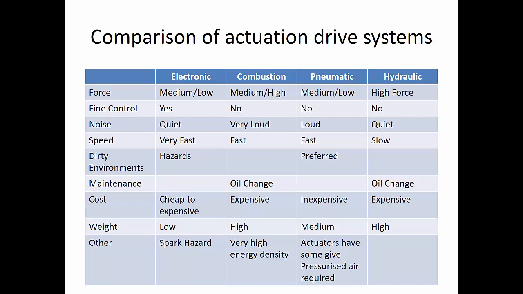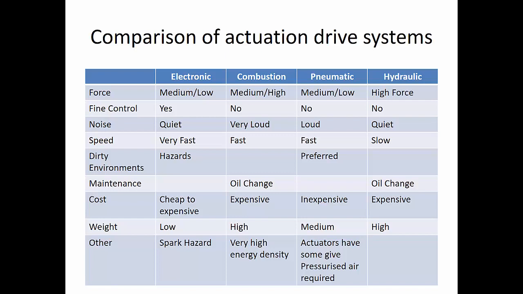Now, likewise, when we're looking at fine control, electric really seems to be the way to go. Pneumatic and hydraulic tend to be pushing a cylinder in all the way and out all the way, likewise with combustion. But electric allows us to have significant feedback there, particularly as we saw with things like our stepper motors and servo motors previously. We can have very, very fine control over them.